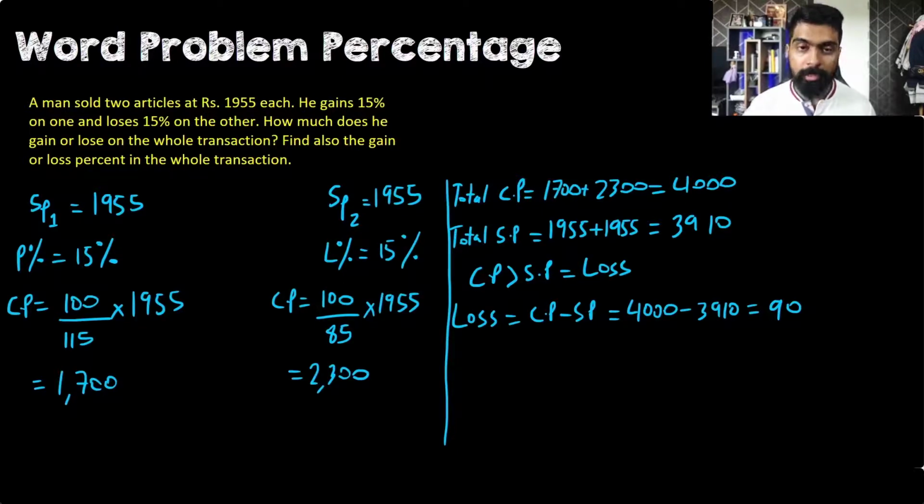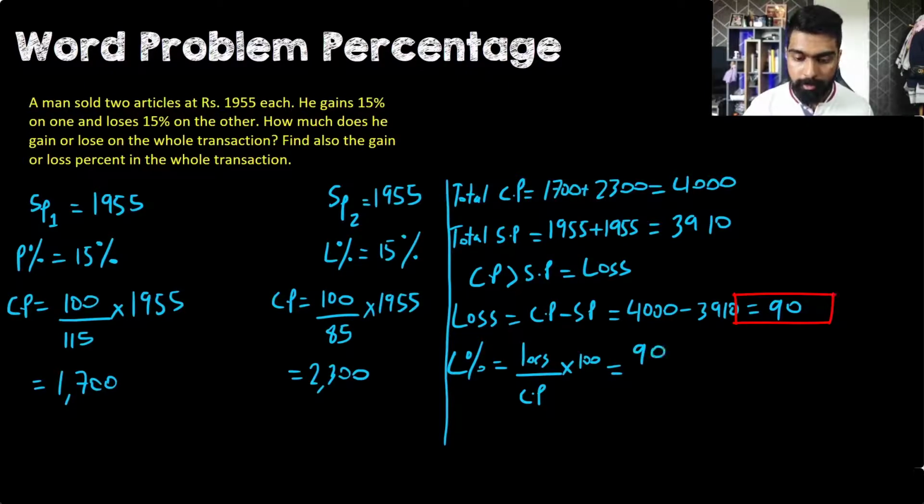Now we got to find the total loss percent, right? So what is the loss percent formula? Loss over CP multiplied with 100, right guys? Now what is the loss in this case? The loss is 90 over the total CP is 4,000 and multiply with 100, right guys?